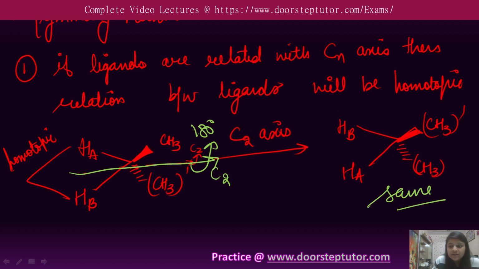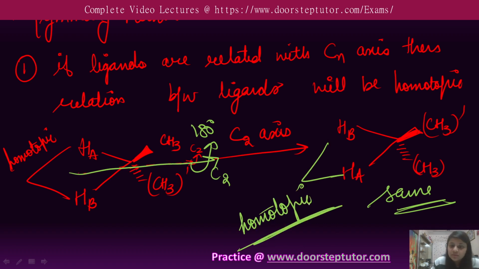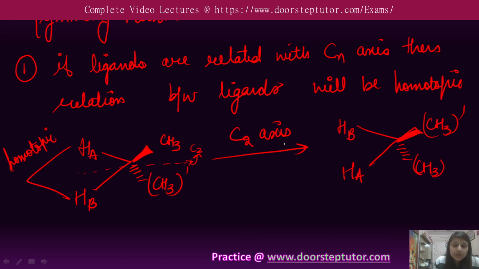And if we get the same product, it means HA and HB are homotopic. CH3A and CH3B are also homotopic because they are also considered ligands. So if the ligands are related by the Cn axis, then the relation between the ligands will be homotopic. This is the first rule of the symmetry method.